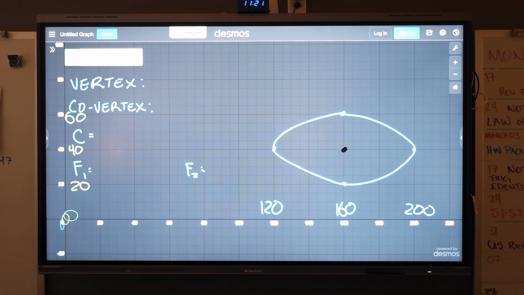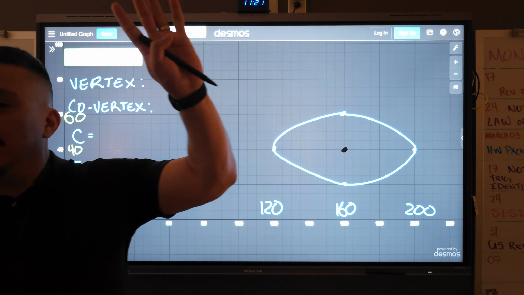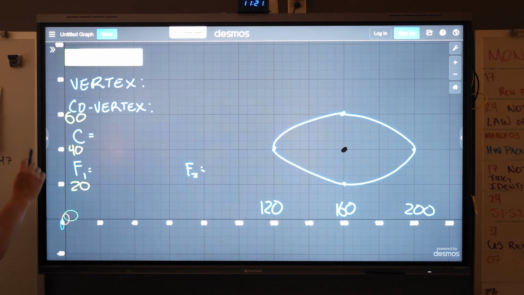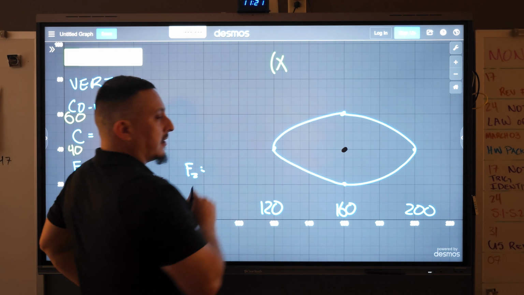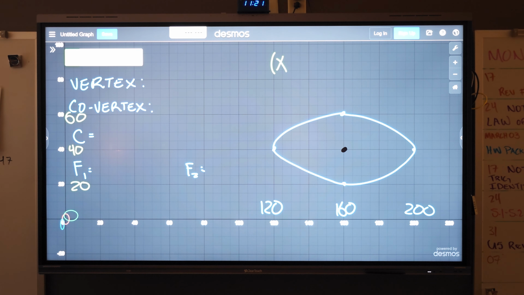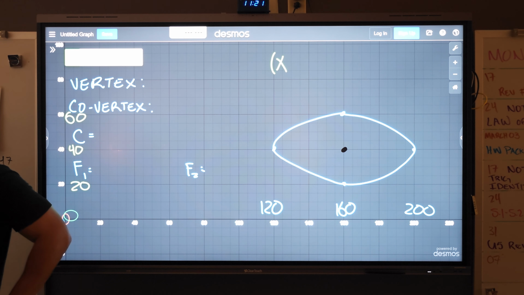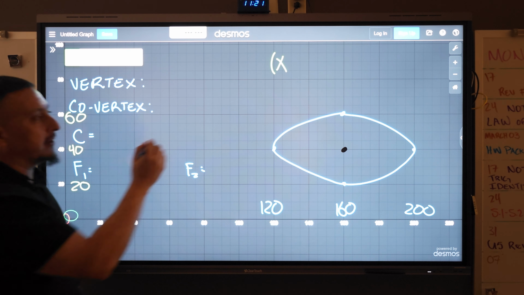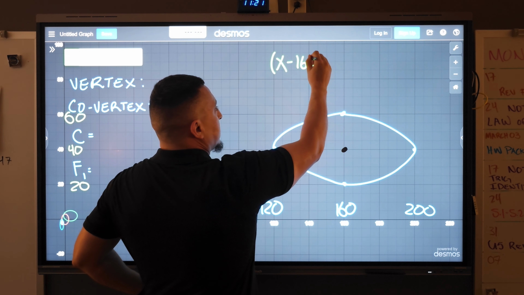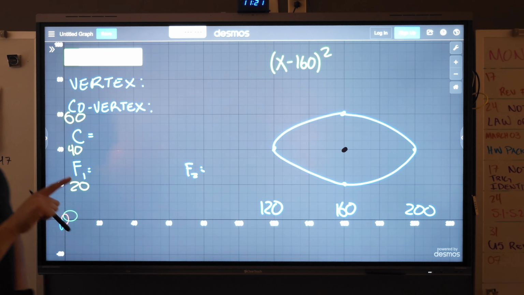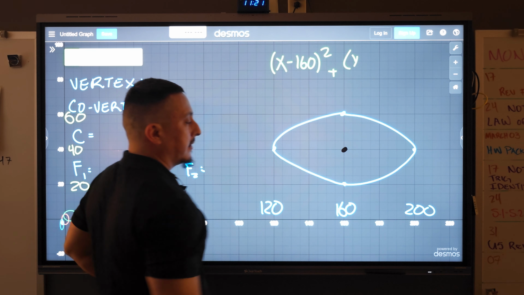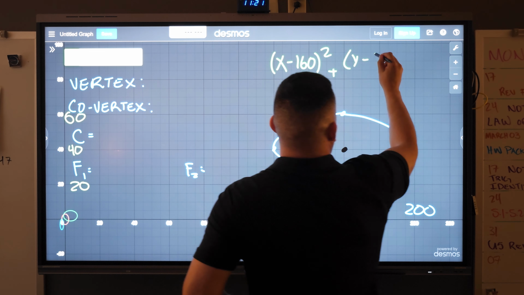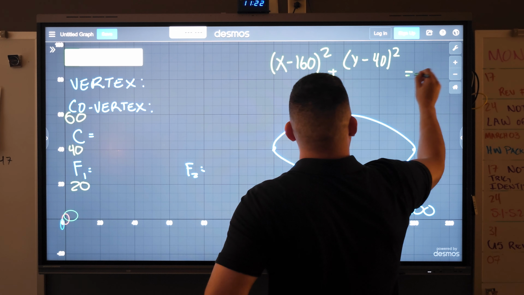How many of you already have the equation? Okay, so I'm going to put it up there because most of you seem to have it already. So x, you guys help me out. What is it? Plus or minus? Minus what? 160, right? That's how I get it to that. 160 plus y minus 40. That's how you get it to go up. Always equal to 1.